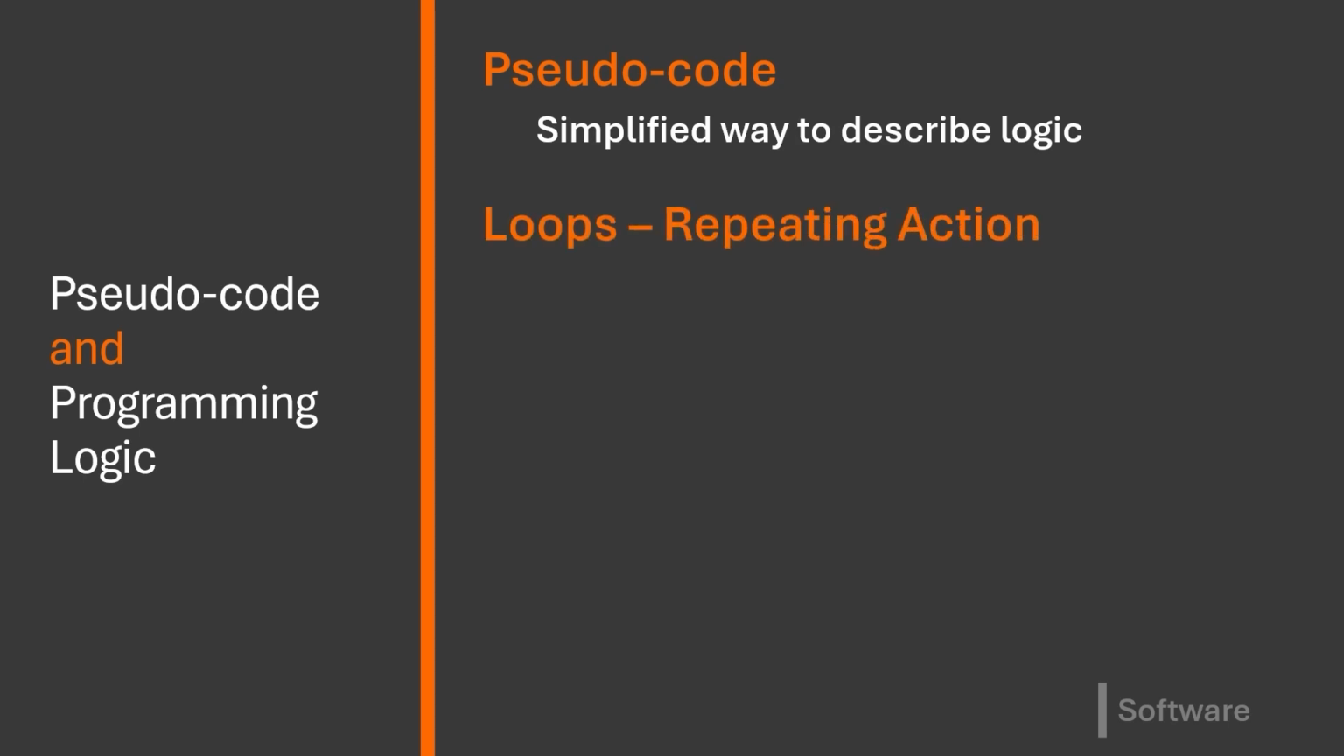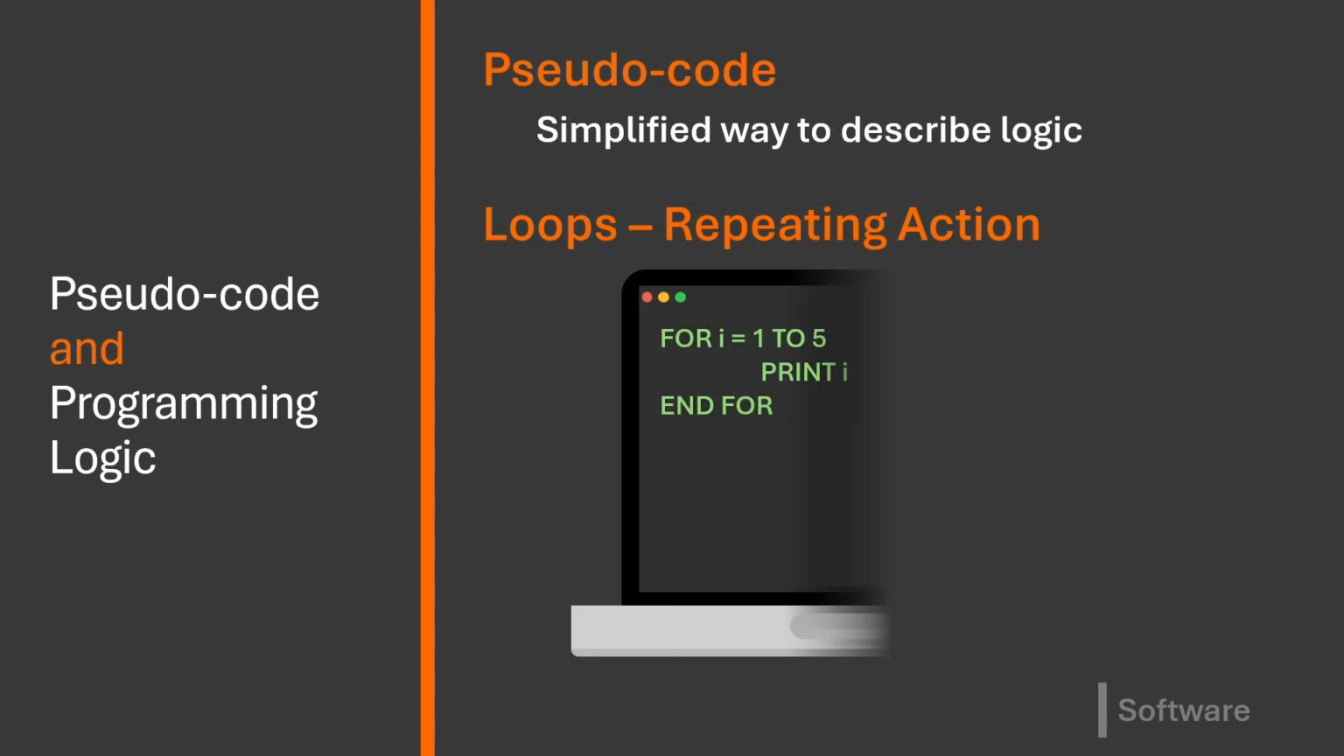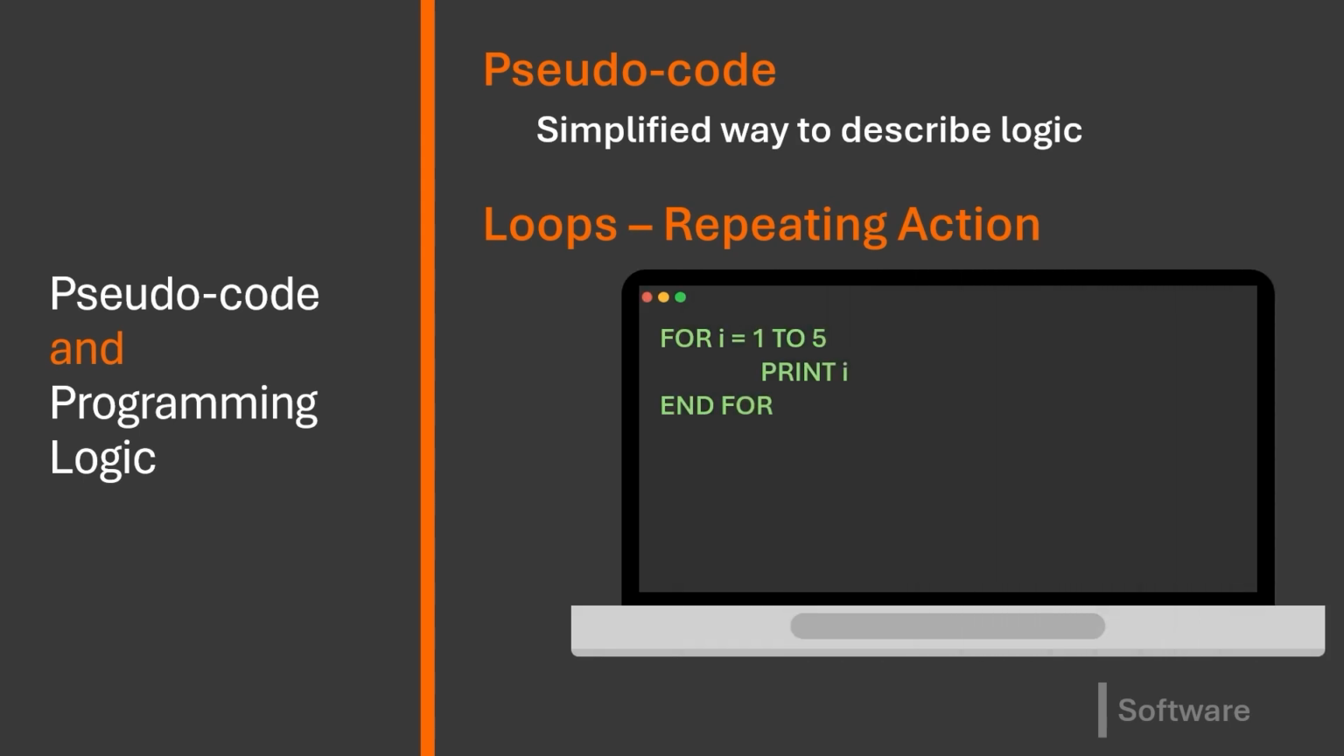Loops allow us to repeat a task multiple times without writing the same instruction over and over. For example, if we want to print the numbers from 1 to 5, we can use a loop. So here on the screen, the loop starts at 1, increments by 1 each time, and stops at 5, printing each number along the way.